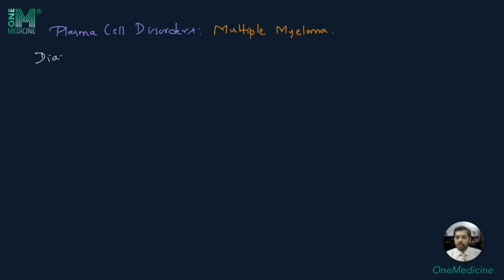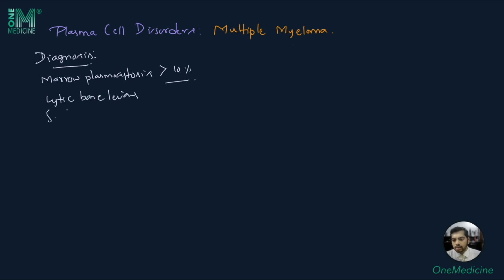Let's now look at the diagnosis of multiple myeloma. A marrow plasmacytosis composing of more than 10%, lytic bone lesions seen on radiography, and serum or urine M component together form the classic triad.